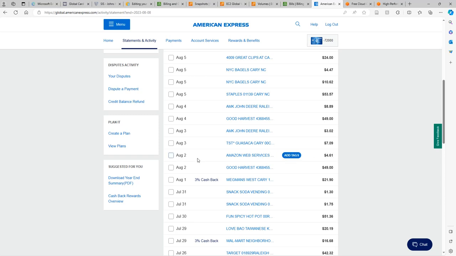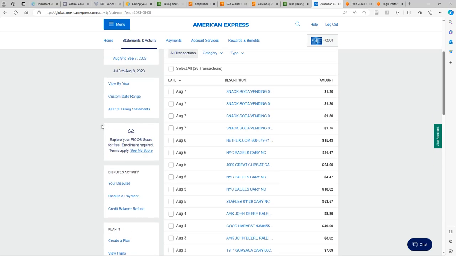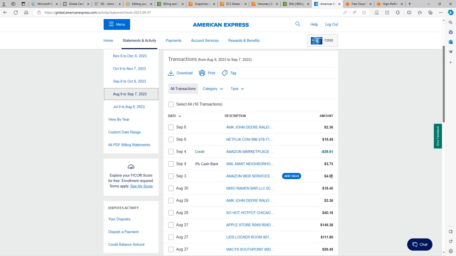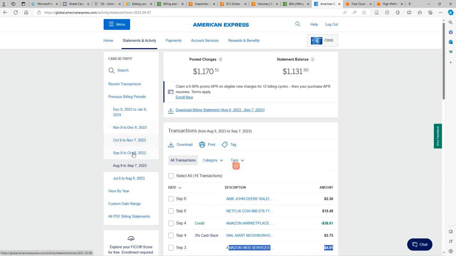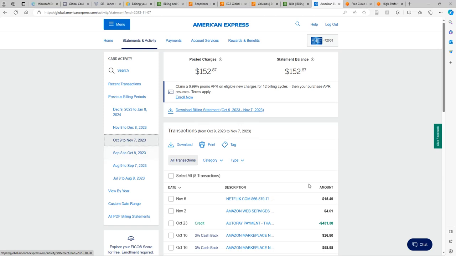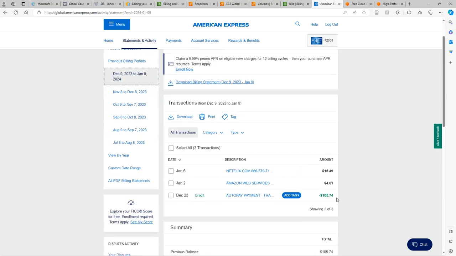$4.61 per month, and this is August 2023. And if I move to that's July. If I move to August, you'll see another bill. Similarly, September, as well as October, all the way. I just noticed that today.